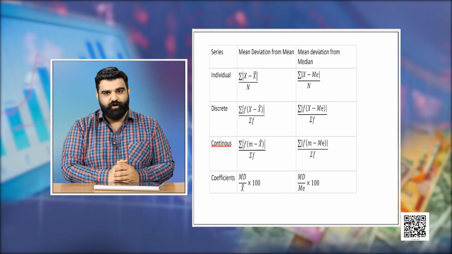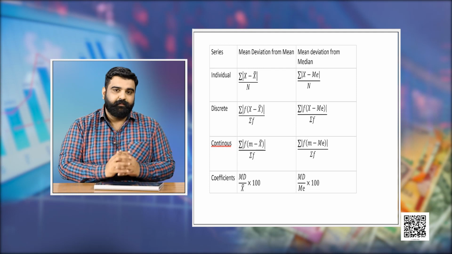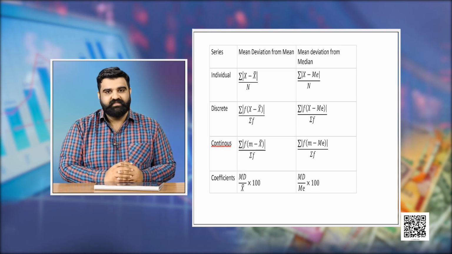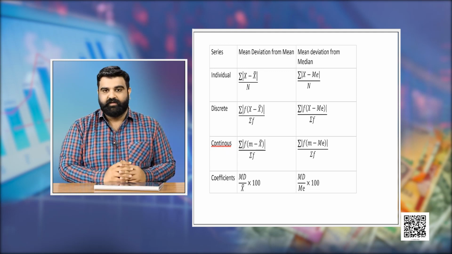Similarly, in discrete series, the formula is sigma mod f bracket x minus x bar bracket mod upon sigma f. Similarly, if I replace mean with median, I will get mean deviation from median. In continuous series, the formula is sigma mod f bracket mid value, that is m, minus mean bracket mod upon sigma f. If I replace mean with median, that is ME, this will give me mean deviation from median.